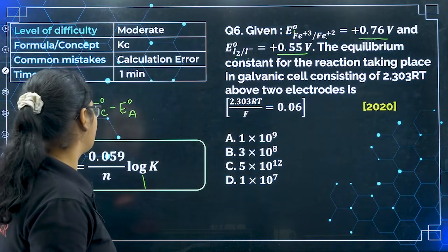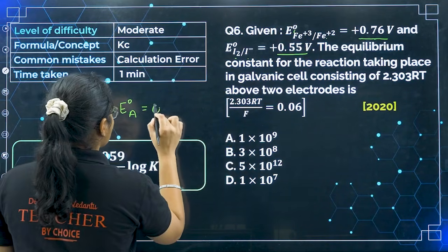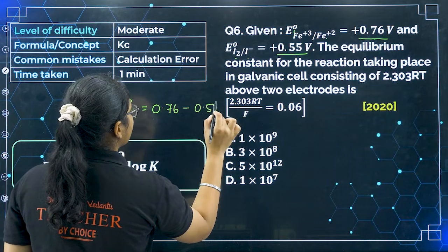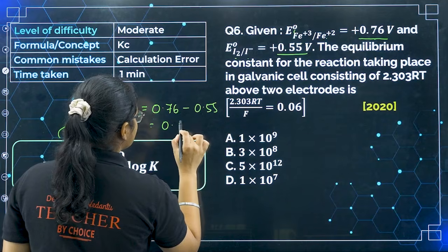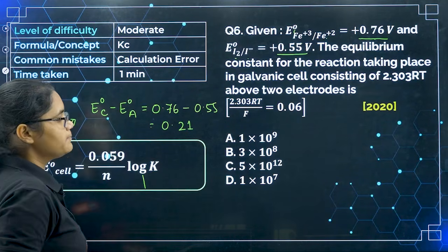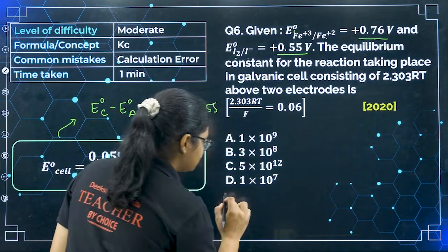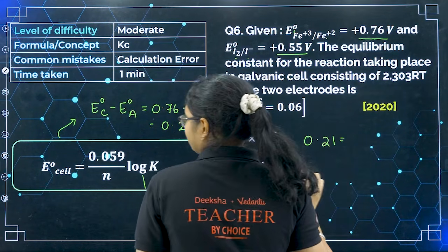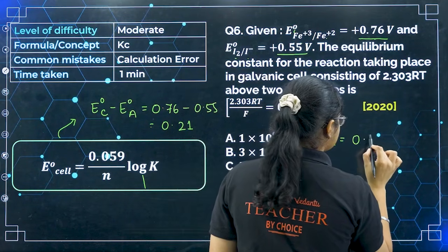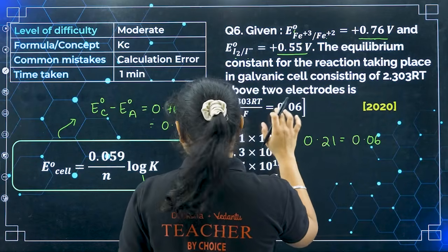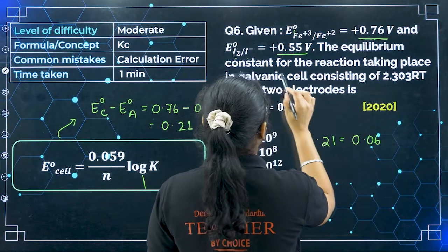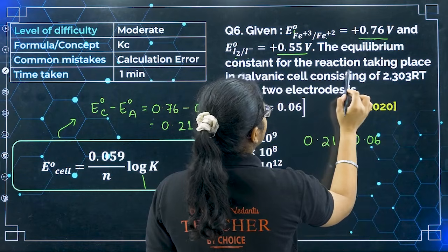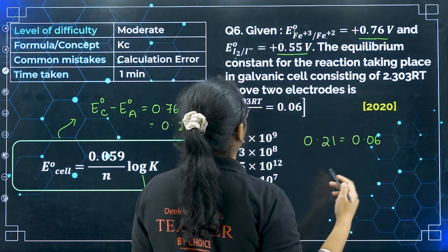So what we will have here is 0.76 minus 0.55. So I will get 0.21. Okay, so I got this E naught value as 0.21, which is equal to 0.06 over n times log K, that is this value. And we need to find the n value also.